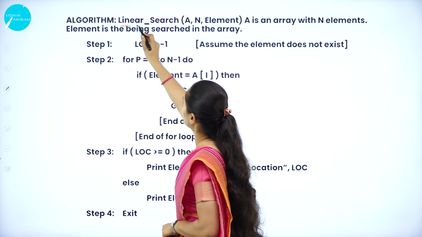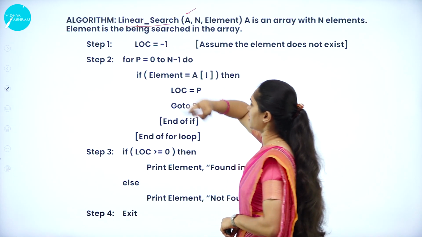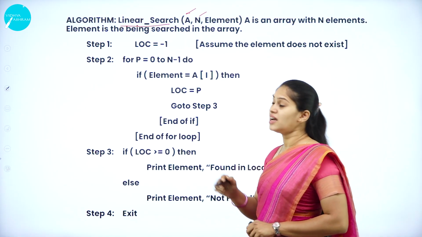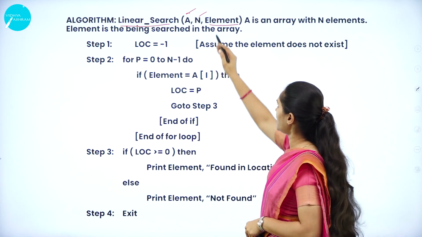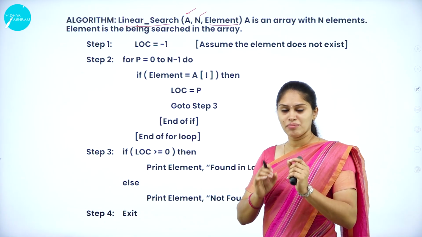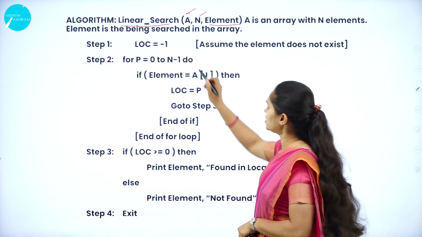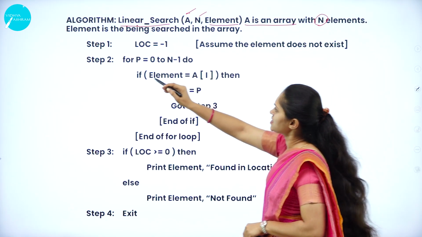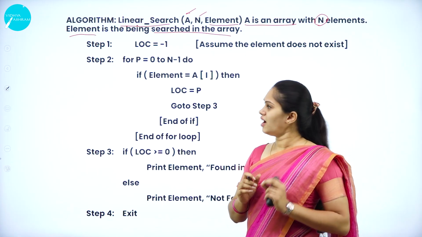What is the name of the algorithm? That is linear search. What do I require? I require an array. The array name is A here, n is the number of elements, and ELEMENT is the element whose location I am searching for, where it is exactly present in the given array. So A is an array with n elements, and the element is being searched in the array.